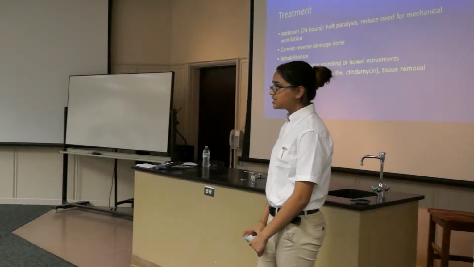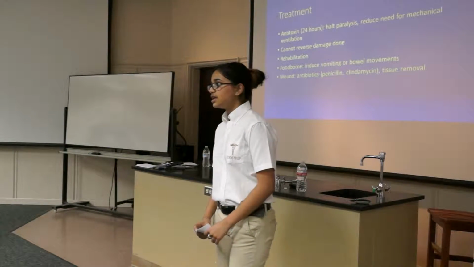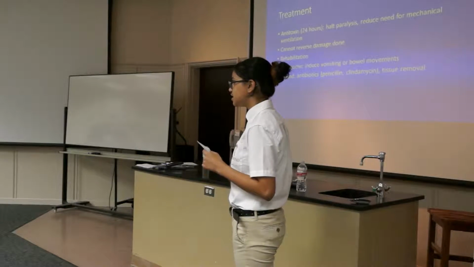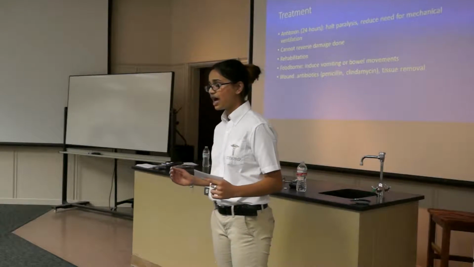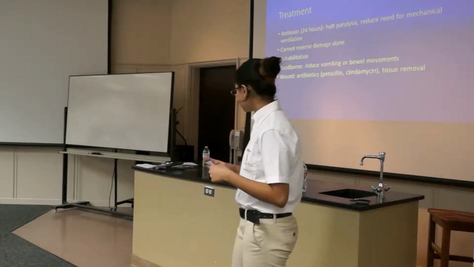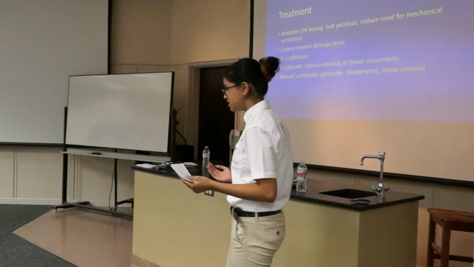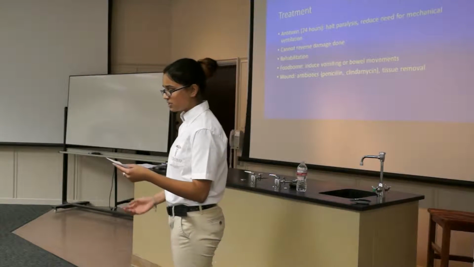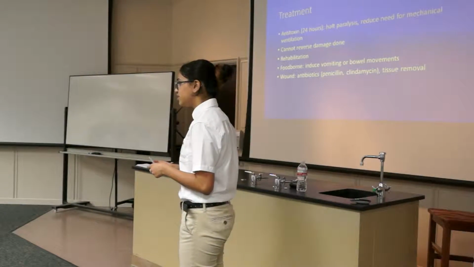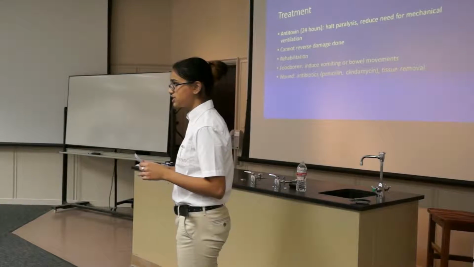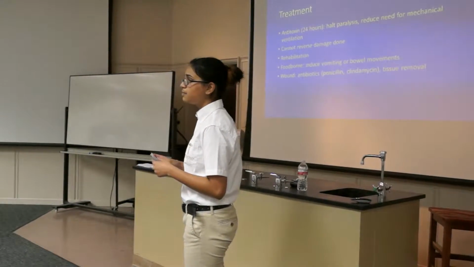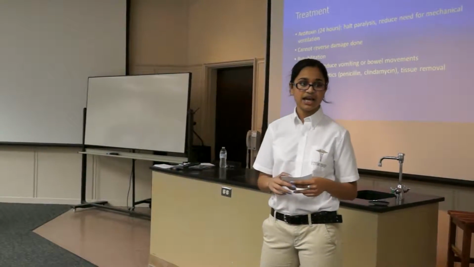In order to successfully treat botulism, it is ideal to have the antitoxin administered within the first 24 hours of symptom onset. The antitoxin has the capability to halt paralysis and reduce the need for mechanical ventilation. However, the antitoxin cannot reverse any done damage. Rehabilitation is necessary to regain any lost function.